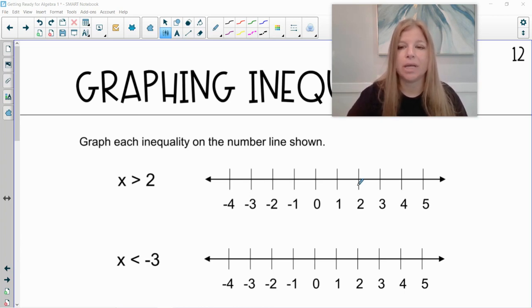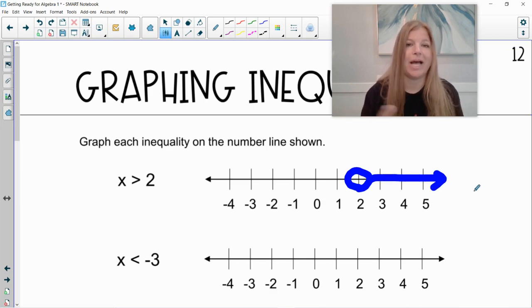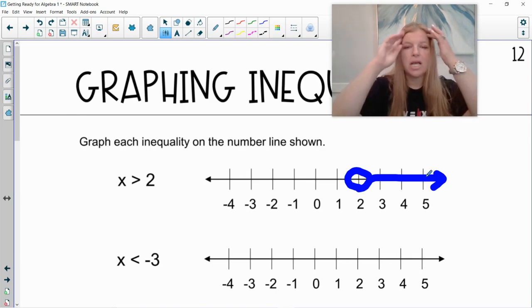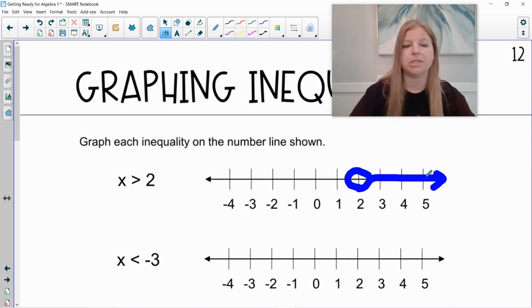So what we do on a number line to show that 2 is not part of the solution, but it's where all the values start, is we do an open circle. So what I'm going to do at 2 is make a nice open circle. That says that 2 is not part of the solution, but it's where the solutions start. Everything to the right of 2 are all the values that are greater than 2. That's what x is greater than 2 looks like. It's an open circle at 2 and everything shaded to the right. Everything in the shaded part of this line is part of the solution. The open circle, though, is not part of the solution.